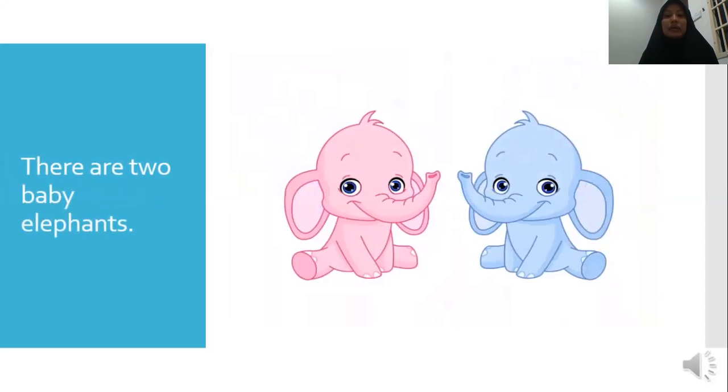There are two baby elephants. Students, you can see on the screen right now, you have two baby elephants. One in pink color, another one in blue color. So you have two altogether, right? You have plural nouns. So what you have to do? You have to use there are. There are two baby elephants.